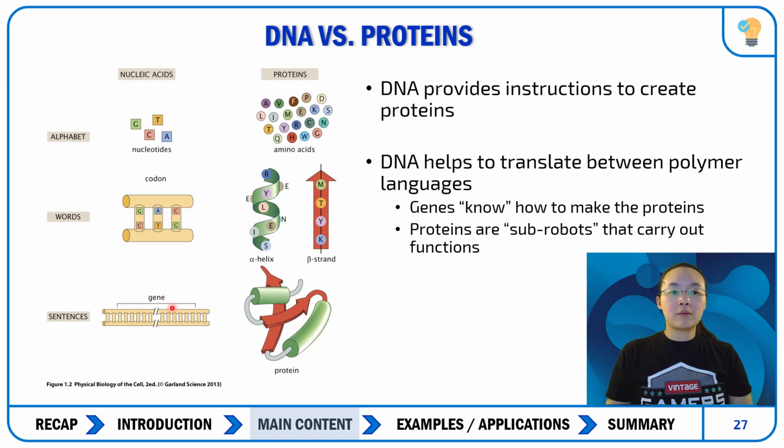So the next step for nucleic acids are these sentences. So you create gene sequences, which are going to allow you to be able to know how to make proteins, such as these. So proteins are the robots or sub-robots that carry out functions.